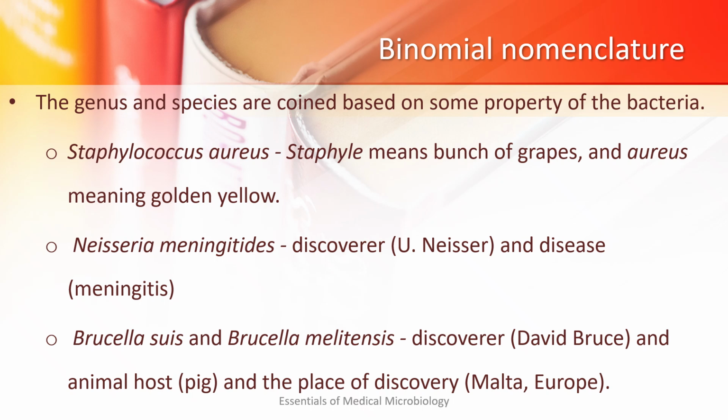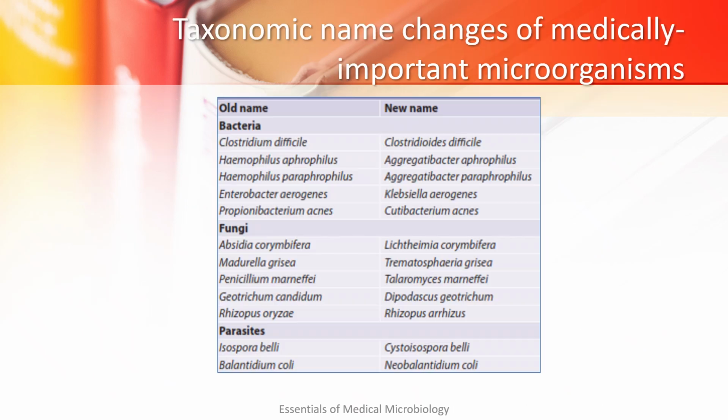Brucella suis and Brucella melitensis: David Bruce discovered it, the animal host is the pig, and the place where it was discovered is Malta in Europe. Because of that we have been given that name. Here are some examples of that particular bacteria and the new name of that bacteria. If you want this, you can take a screenshot of this.